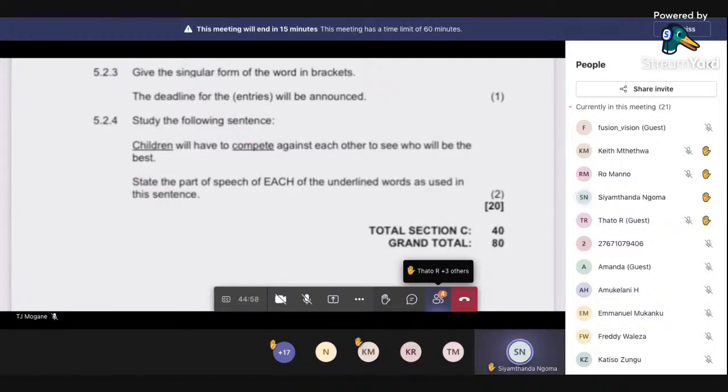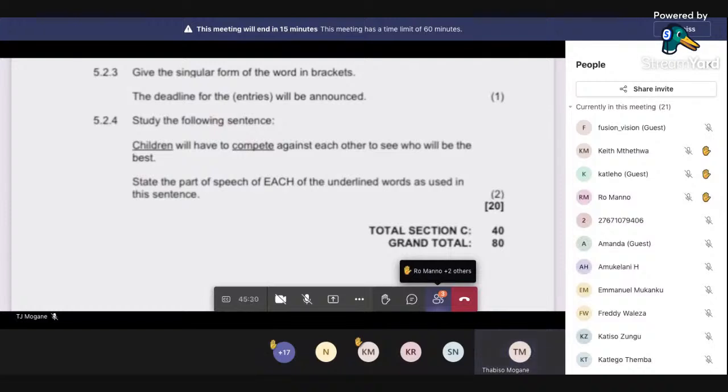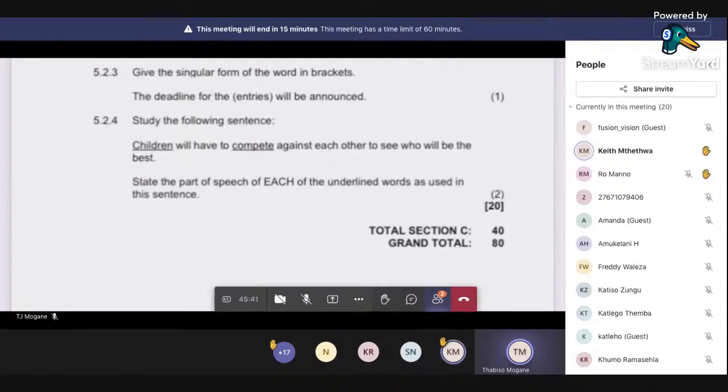Is entry. Very good. Now, 5.2.4, study the following sentence. Children have to compete against each other to see who will be the best. State the part of speech of each of the underlined words as used in the sentence. Keith? The children is a noun. Compete is a verb. Compete, not complete. Oh, compete. Okay, yes. Compete is a verb and children is a noun, but it can also be a common noun.